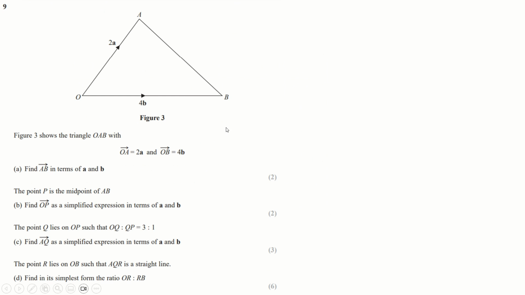We've only got a couple of questions left. Always a good vector question to do here. I've got a video all about these kind of vector questions, so if you want to watch it, you can do. A to B is clearly minus 2a plus 4b, nice and easy. Not sure what the 2 marks are for there.